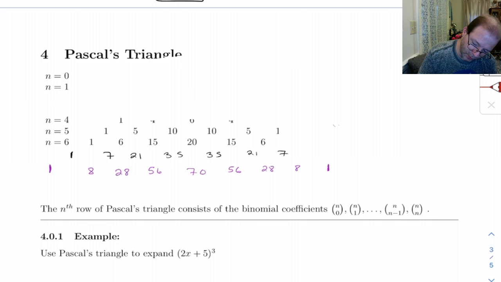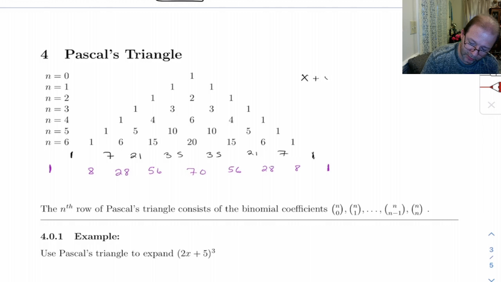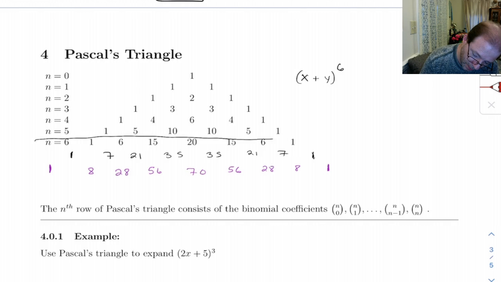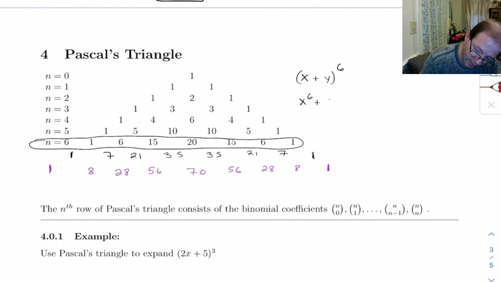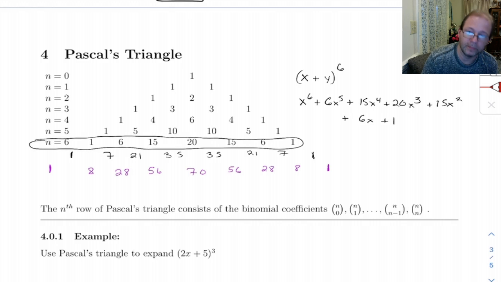Maybe it's worth writing that out before we do a complicated example. So if I wanted to say x plus y to the, let's say to the 6th power, I just come down here to this row. X plus y to the 6th is going to be x to the 6th plus 6x to the 5th plus 15x to the 4th plus 20x to the 3rd plus 15x squared plus 6x plus 1. And that's all there is to it.